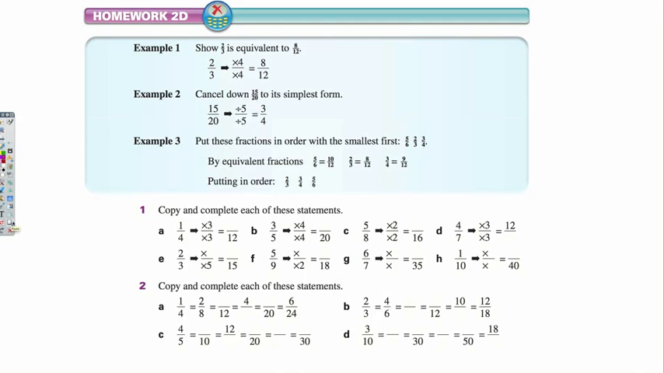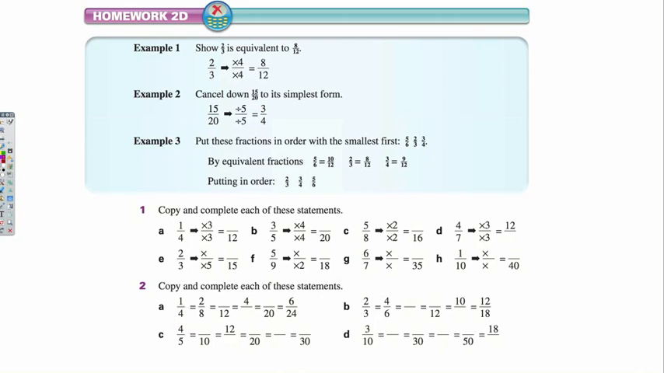Okay, so here's a homework sheet for you to do. Similar to what we've been doing, for question 2, you're going to copy and complete each of the statements. So you're finding fractions which are equivalent to a quarter, and then 2/3 and so on. Okay, they have given you the denominator in some of them.